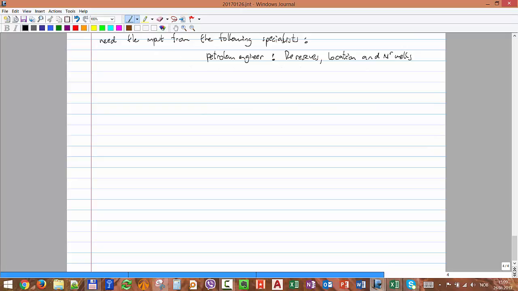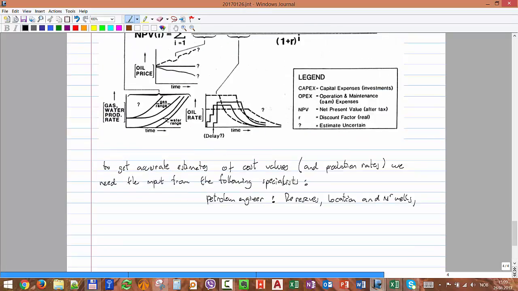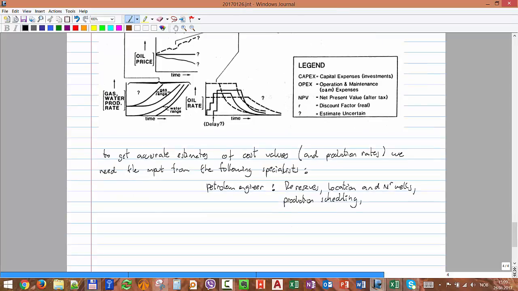Okay, is in charge of what we call production scheduling. Okay, and is responsible for many other things, but basically the production scheduling, how much I'm going to produce with time and how much I can produce with time, where I'm going to place my wells for better recovery, and the reserves, how much do I have in place, what is the extent. Okay, and also the fluids.